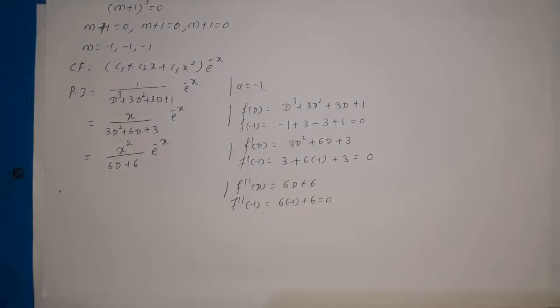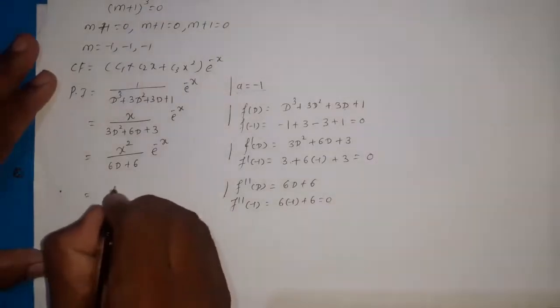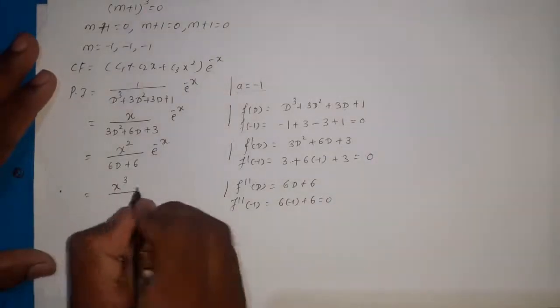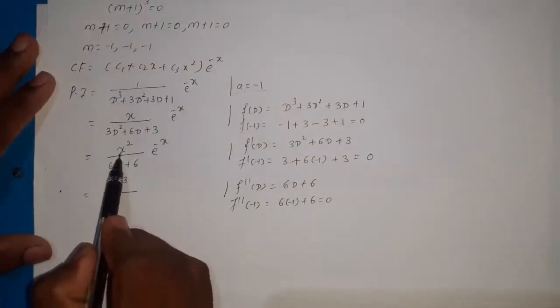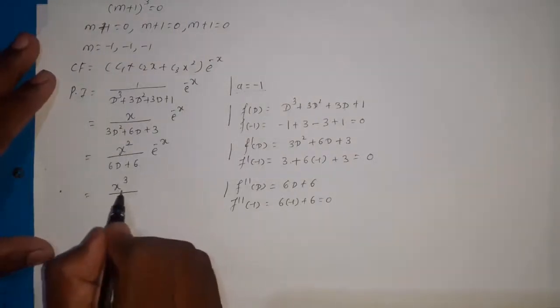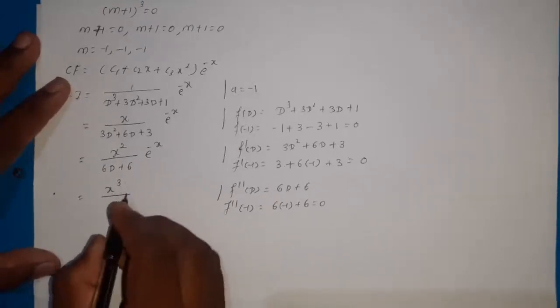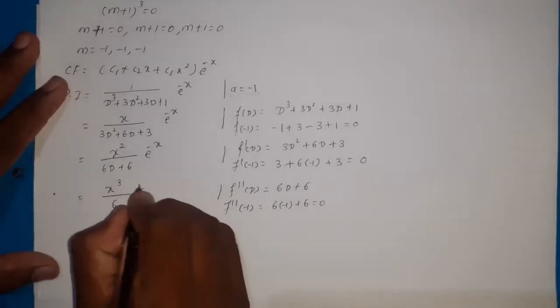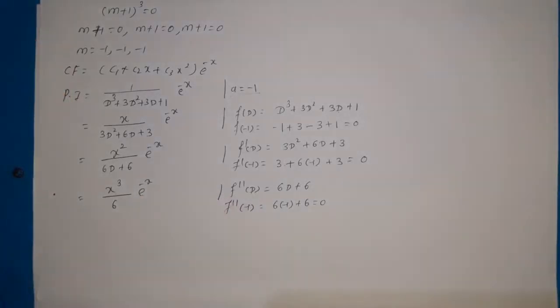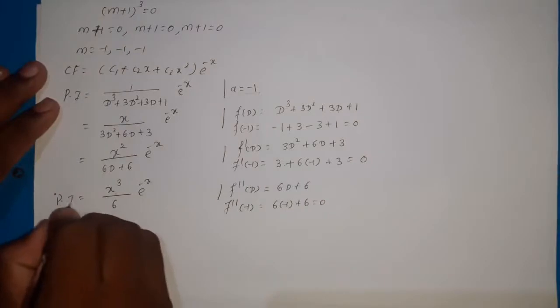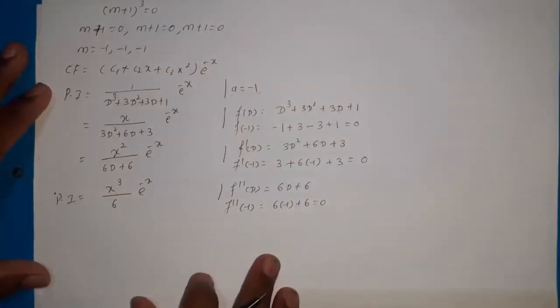So then again differentiation. So that becomes x cube, because already x square is there. Then one more x will come, that becomes x cube over f triple dash of D, which is 6. So its derivative is 6 e power minus x. Now there is no D in the denominator, so therefore that will be constant. Then after substituting D equal to minus 1, that doesn't matter because here there is no D, means we cannot substitute the value of D. So therefore this will be the particular integral.